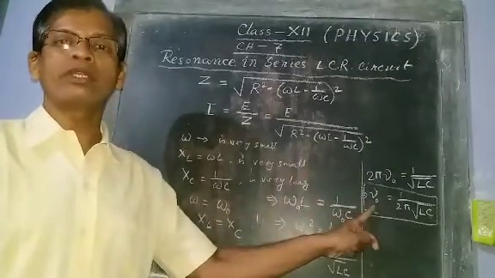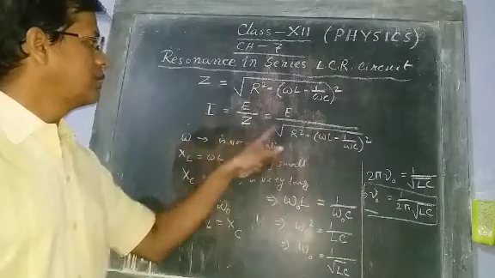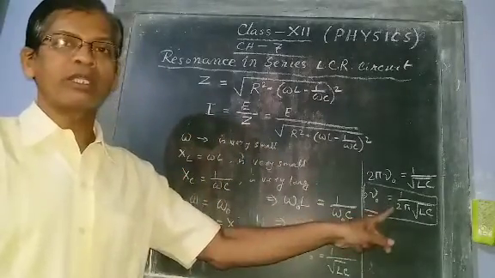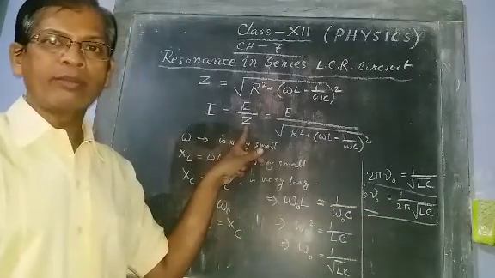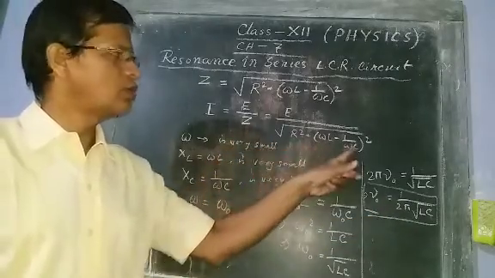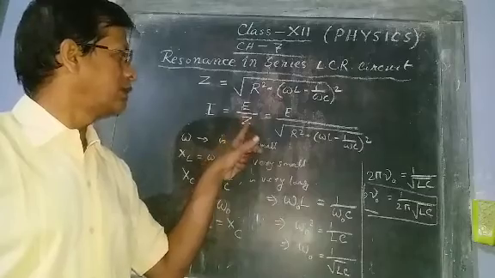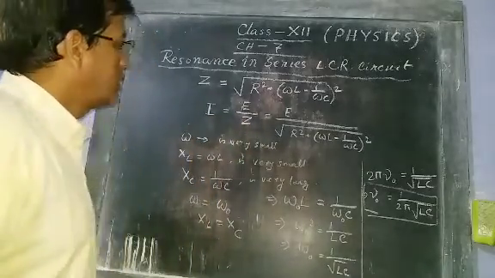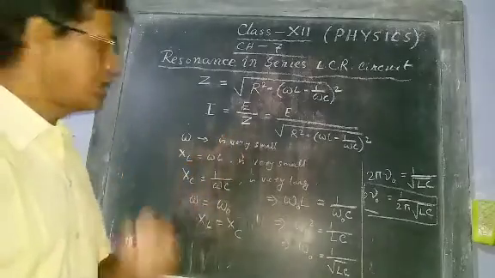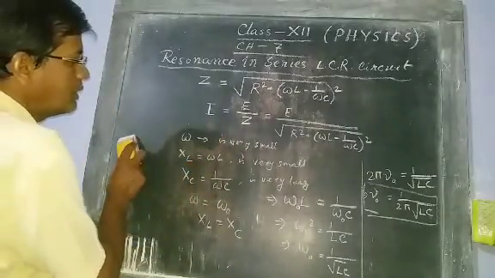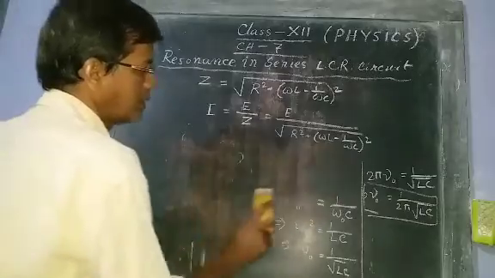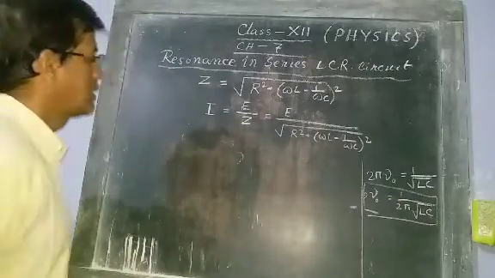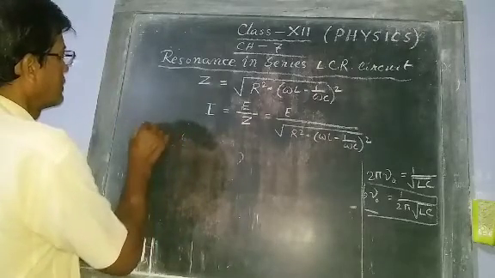At this frequency, Z will be minimum and I will be maximum, because at that time these two will be equal. Z will be minimum and I will be maximum. So what will be Z at resonance?